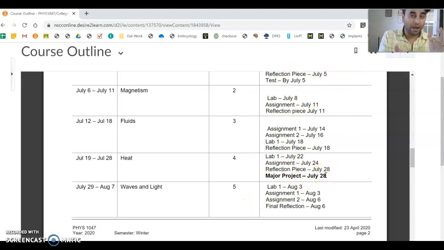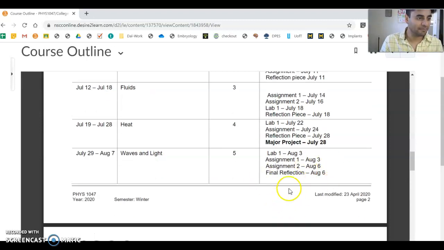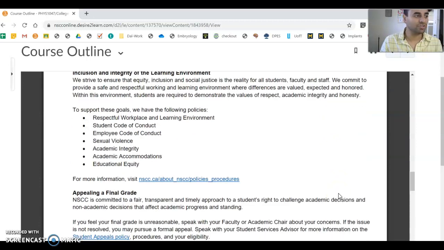I can give you an extension of 1 day or something, but not more than that. That's why we want you to be finished on the major project. And finally, there will be waves and light, the very interesting unit that many students like. So this is how the course structure is.